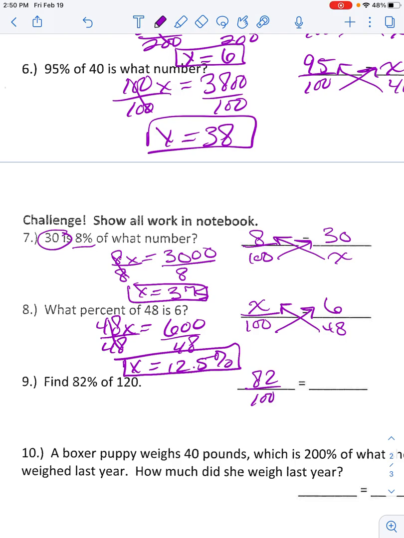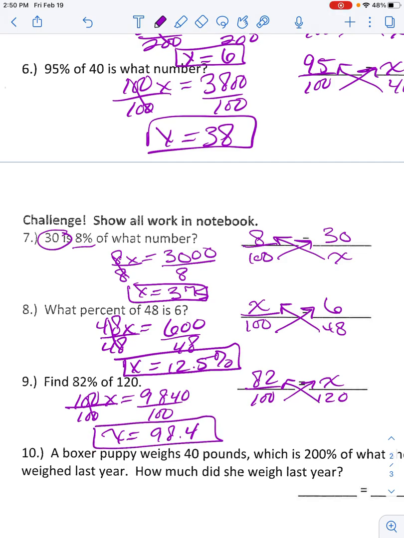82%, percents go over 100, of 120. Of goes on bottom, so obviously we're solving for the part that is. 100 times x is 100x. 120 times 82 is 9,840. And divide by 100, and we're going to get 98.4.